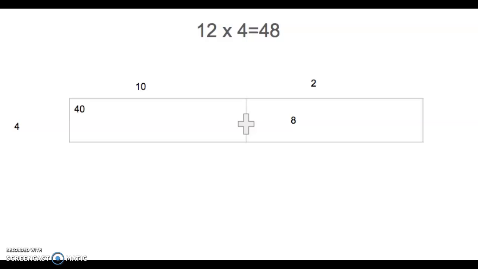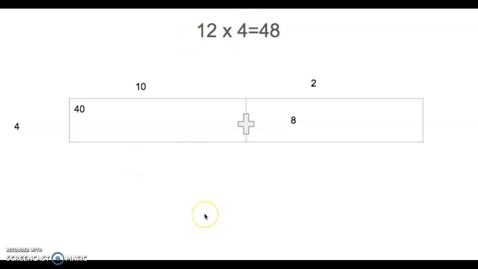Hi boys and girls. We're going to take it a step further today by looking at how to multiply a 3-digit number by a 1-digit number. But first I want to review this strategy, the distributive property, with the 2 by 1.